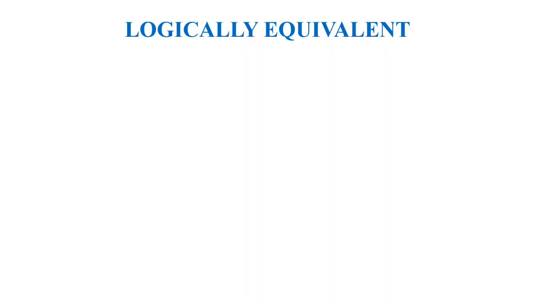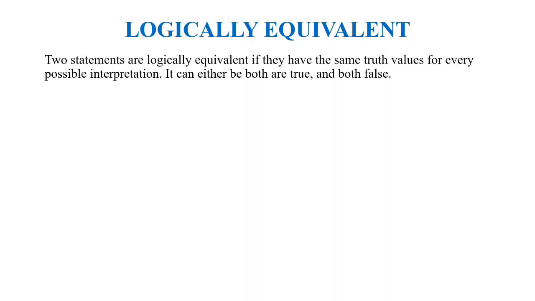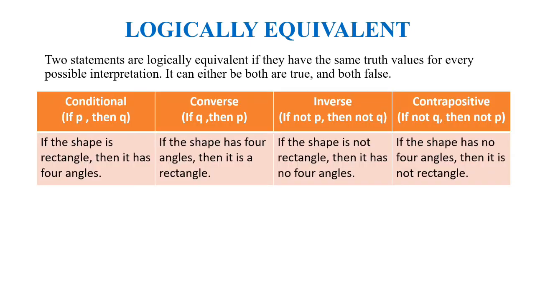Next is, what is logically equivalent? Two statements are logically equivalent if they have the same truth values for every possible interpretation. It can either be both are true or both false. Now we have an example. If the shape is rectangle, then it has four angles. In converse, if the shape has four angles, then it is a rectangle. In an inverse statement, if the shape is not rectangle, then it has no four angles. Sa contrapositive, if the shape has no four angles, then it is not rectangle.